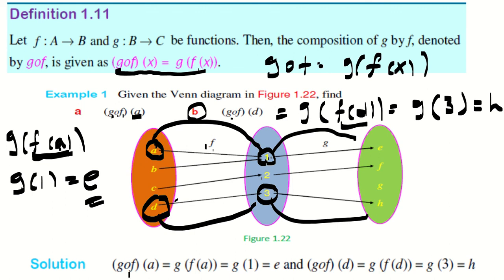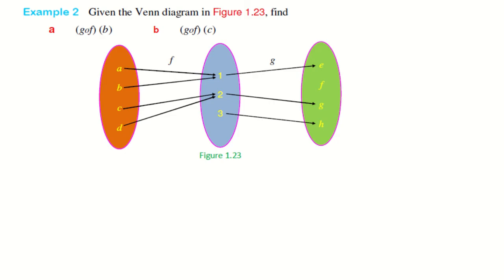The process, shortly: g∘f of a means g of f of a. What's f of a? It's 1. And what's g of 1? When you take 1, it's going to be e. And that's the second answer also. Here it is, you can cross check. This one, the diagram way, is easier. The second also the same.